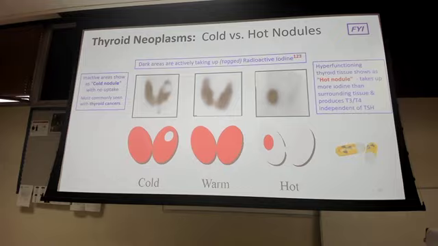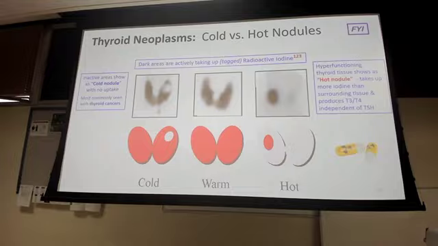Whenever a thyroid cell is making thyroid hormone, it's going to take in iodine, because they use iodine to make thyroid hormone, right? If a nodule is not making thyroid hormone, it's not going to take up this radioactive iodine. So whenever it's not making thyroid hormone, it's not going to need this iodine, and that could be a couple things.